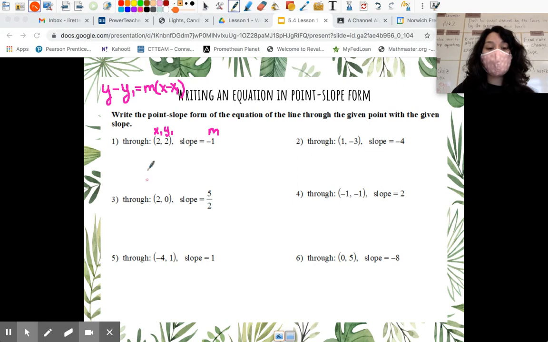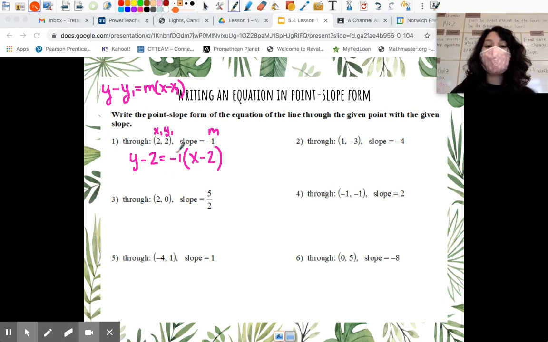So I start substituting. Instead of y minus y1, it's y minus 2. Instead of equals m, it's equals -1. Open parentheses, because that's part of my formula. Instead of x minus x1, it's x minus 2. Close parentheses, and done, okay?